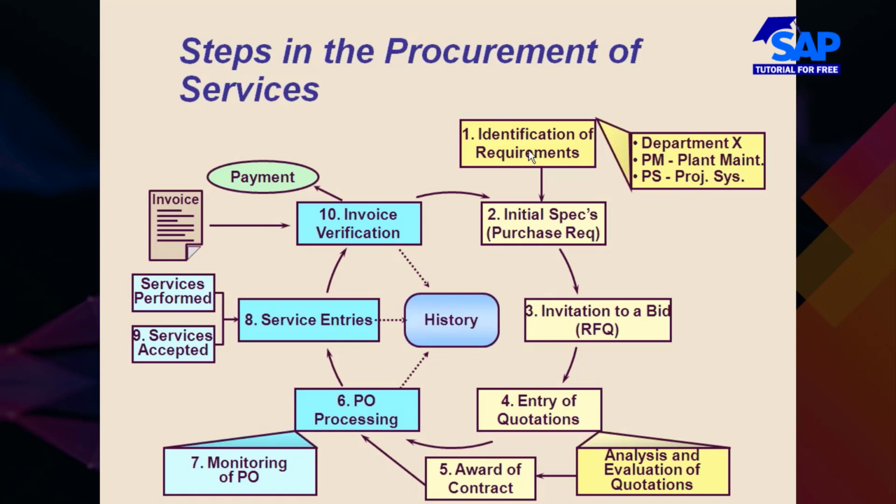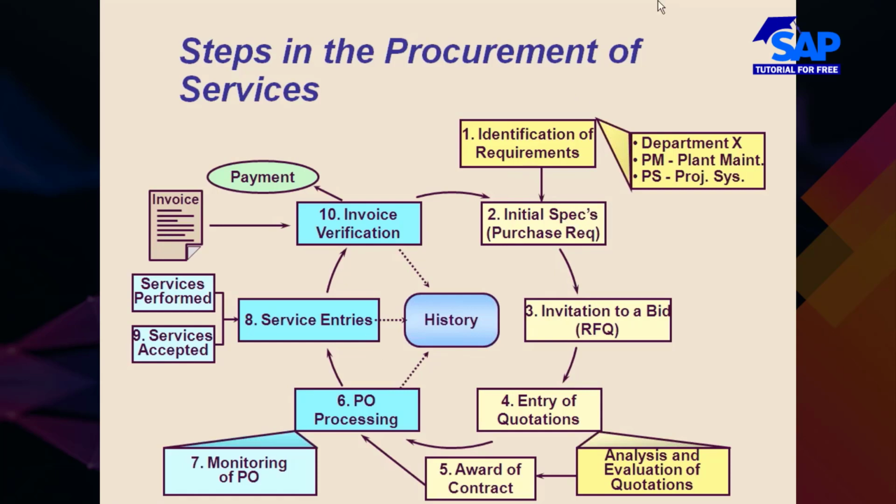To start with, identification of requirements. You need to identify the requirements, which is nothing but the service specification. We discussed yesterday that the requirements for service procurement will be fed from the PM module or PS module. What needs to be manufactured or what service needs to be performed will be defined in the PM or PS module, which is nothing but the service specifications, which you need to maintain in the purchase requisition.